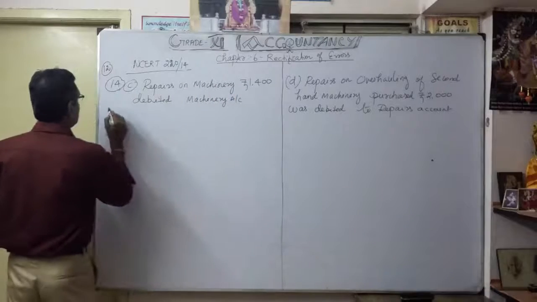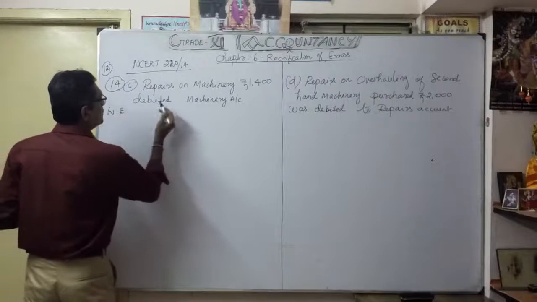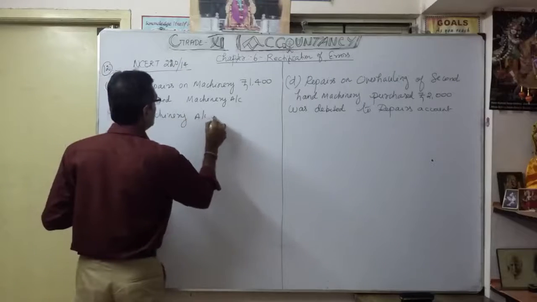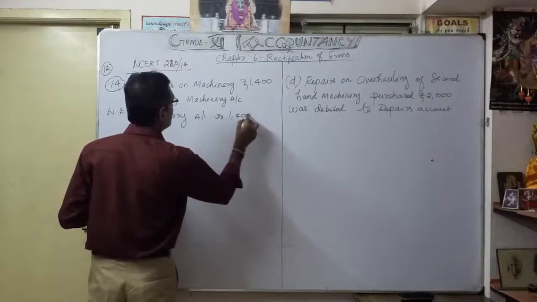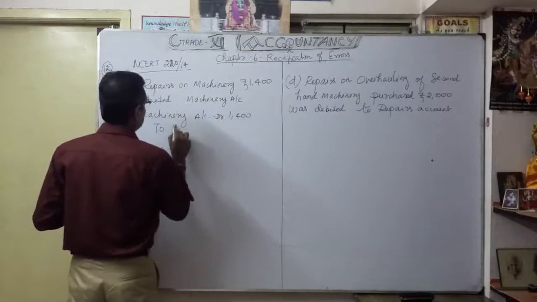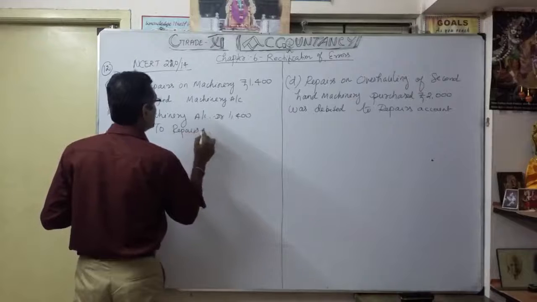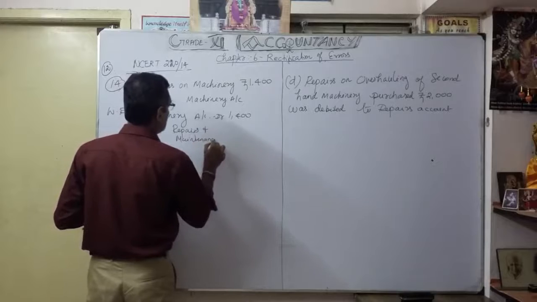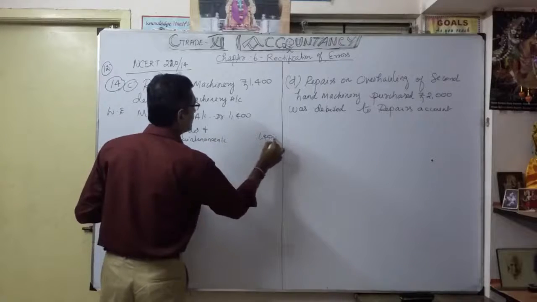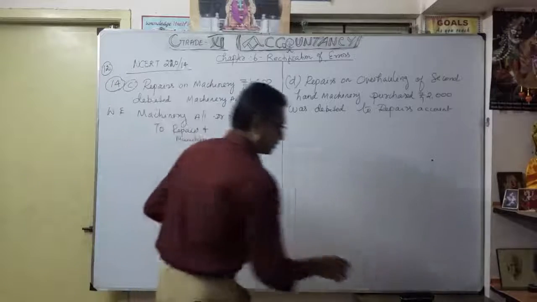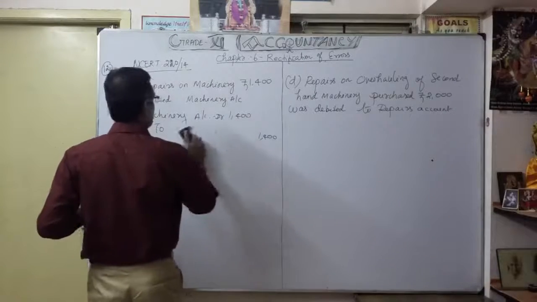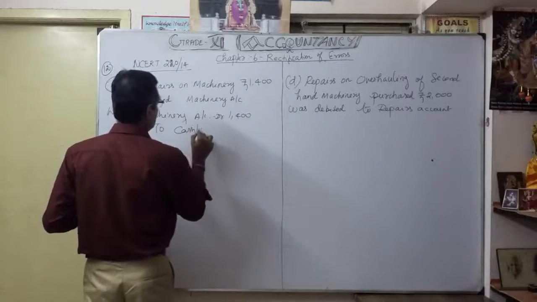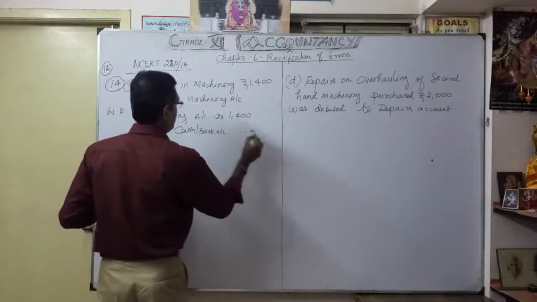So as you know, what is the wrong entry? They debited machinery account. Machinery account debit 1400 to cash or bank account. Wrong. So what is the wrong entry? Machinery account debit to cash or bank account. Okay, we spent money for that.